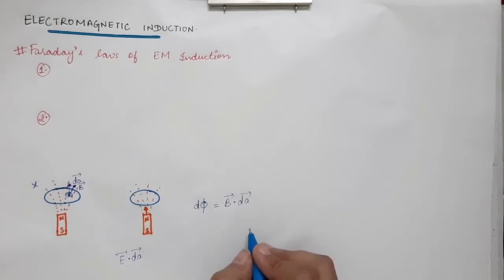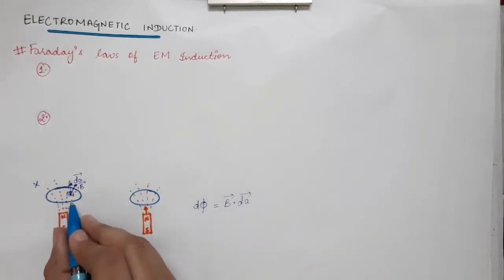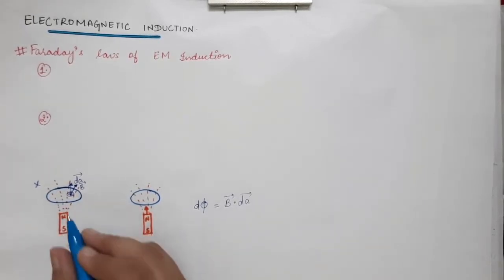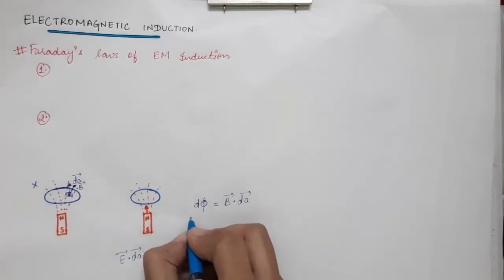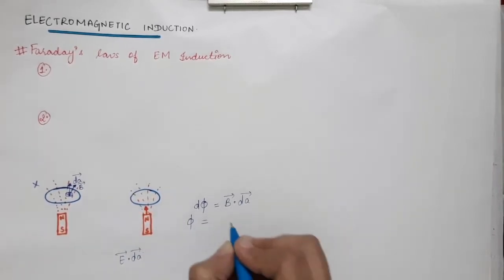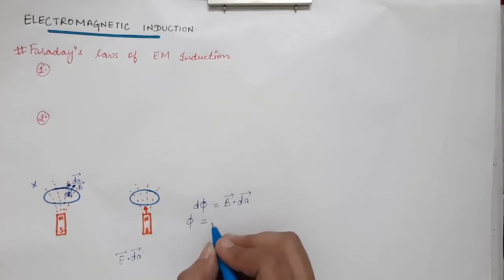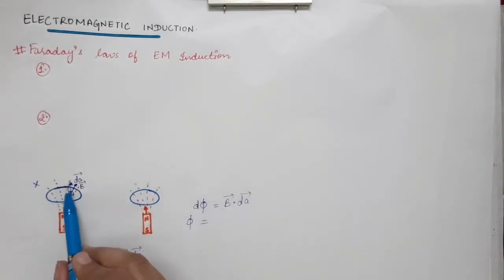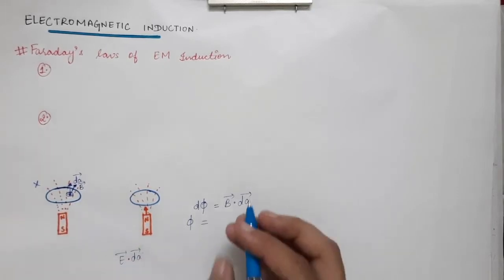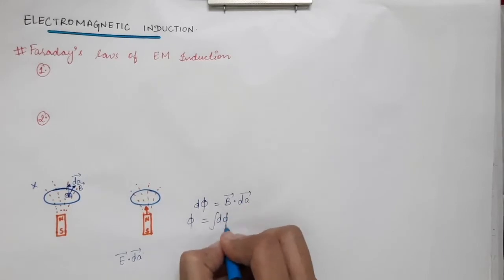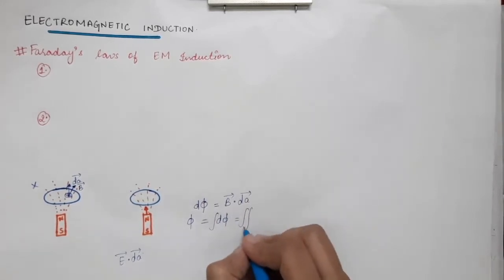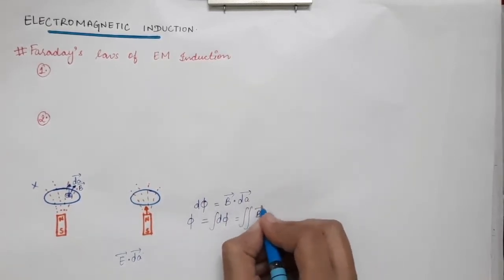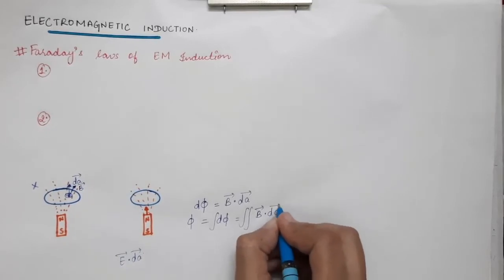What will be the total magnetic flux linked with this whole circular coil? That will be given by phi, which will be equal to the surface integration of the right hand side. If you want to find the total magnetic flux linked with this circular coil, that will be equal to the integration of d phi, which will in turn be equal to the surface integration of B vector dot product with dA vector.